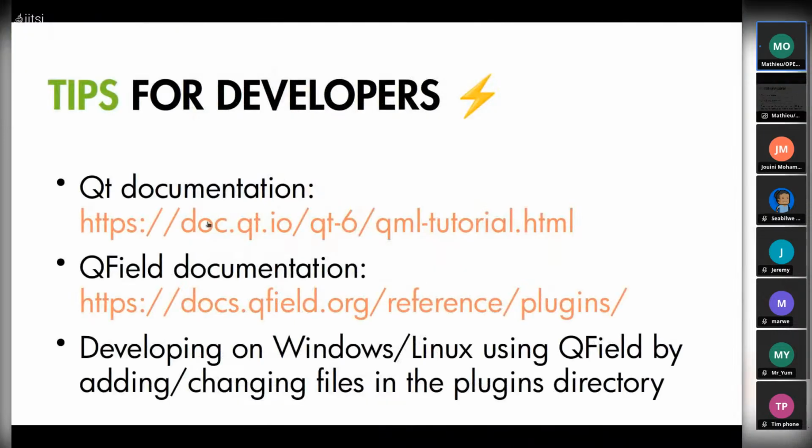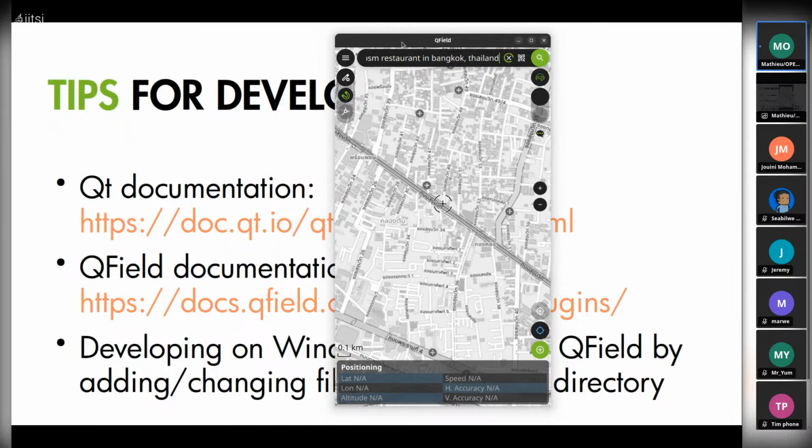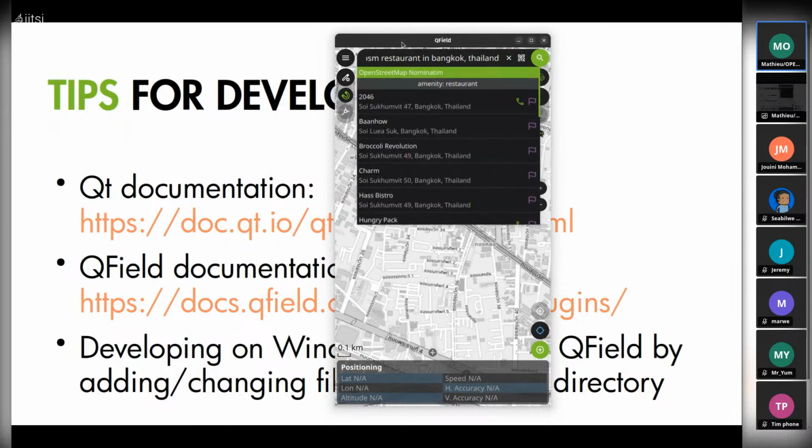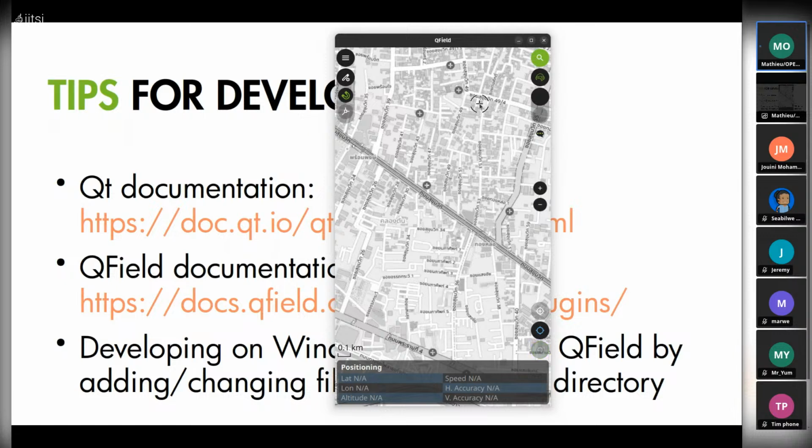Also, as I said at the very beginning, QField is available on Windows and Linux. Actually, this is what I was using to make the demonstration just now. Installing QField on Windows or Linux also helps development quite a lot, obviously. And if you are a developer, you do not need to install a plugin via URL. That would be a nightmare.